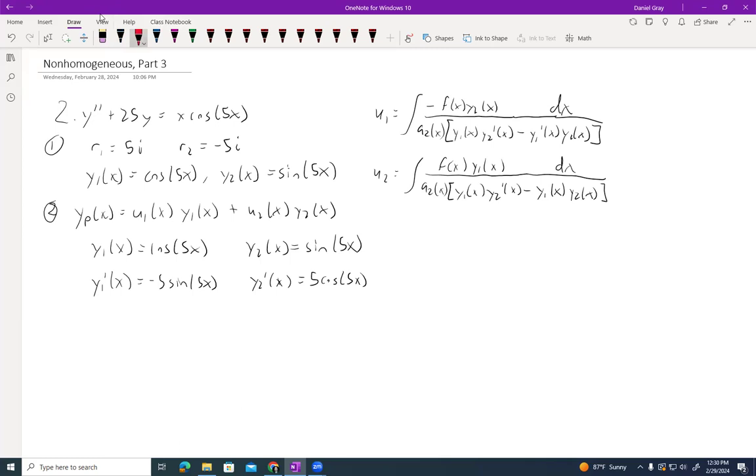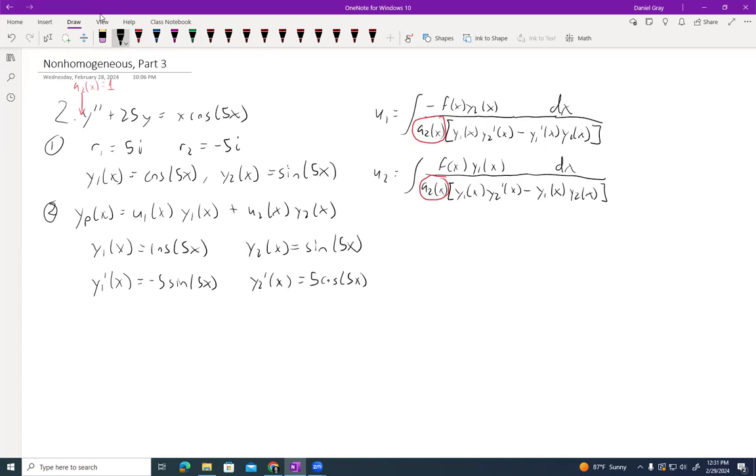So I'll make a quick note here, right? This a2 of x right here, that comes from the coefficient on y double prime, which in this case is just 1. So our a2 of x is just 1, okay? So just keep that in mind as we go through the problem. Something else to keep in mind is that our denominators for u1 and u2 over here are exactly the same denominators. Our numerators look almost the same, except that my numerator for u1 is negative f of x times y2 of x. My numerator for u2 is f of x times y1 of x.